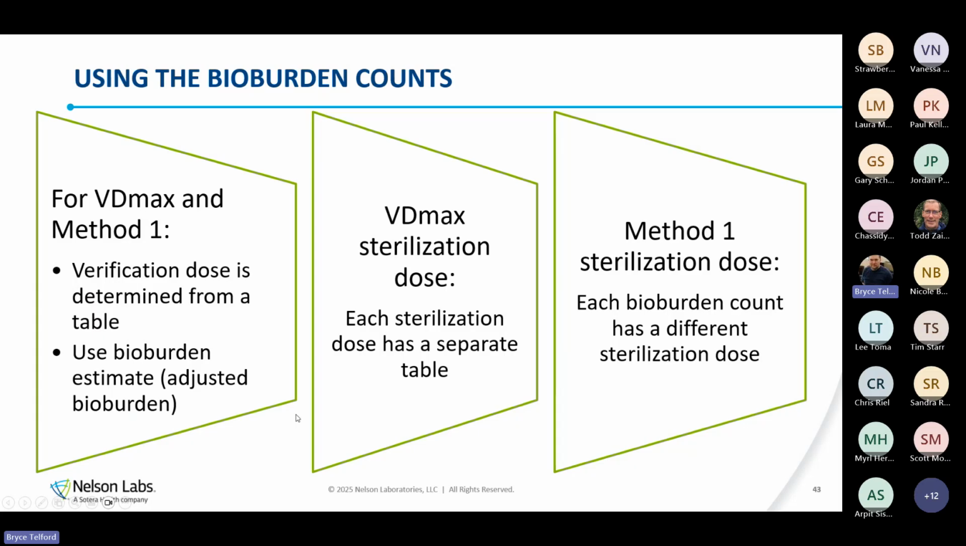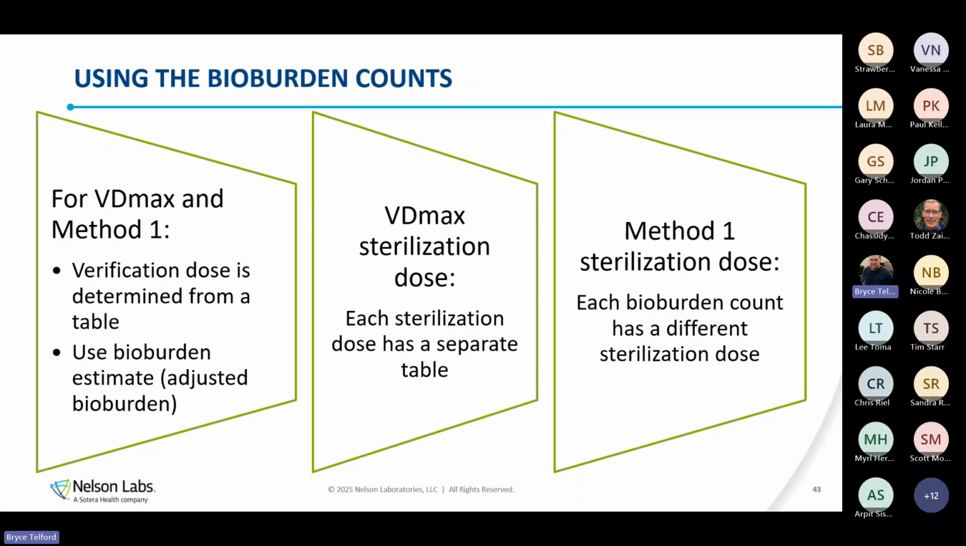So for VDmax and method 1, verification dose is determined, as we said, by a table. So we use the bioburden that's been adjusted by the recovery efficiency. That's what we refer to as the bioburden estimate. And we're going to go to that table. We're going to see what our bioburden estimate is and what dose correlates to that.